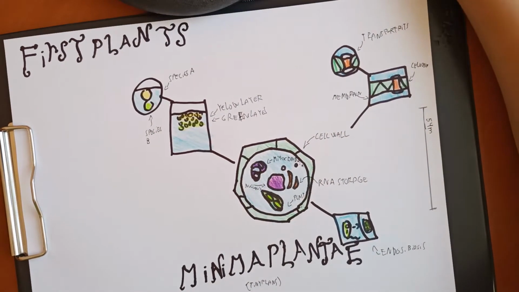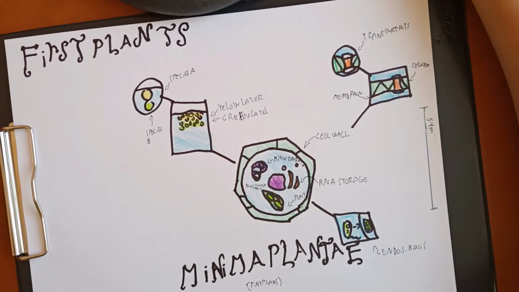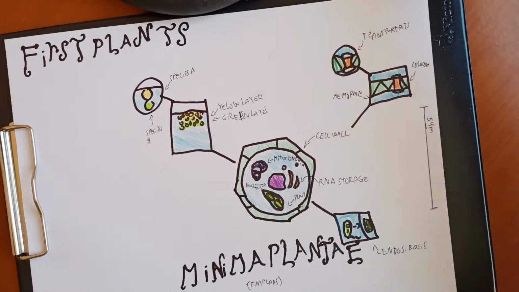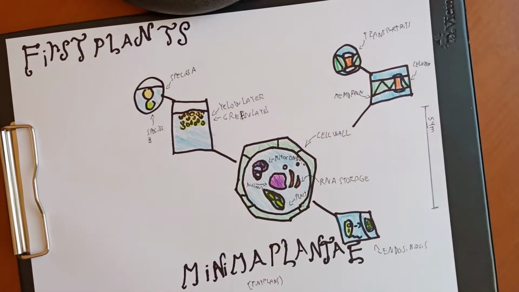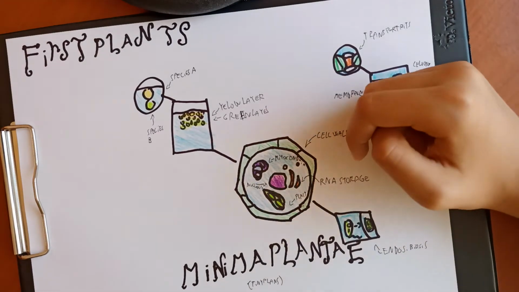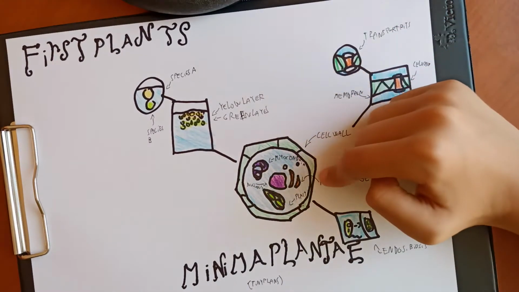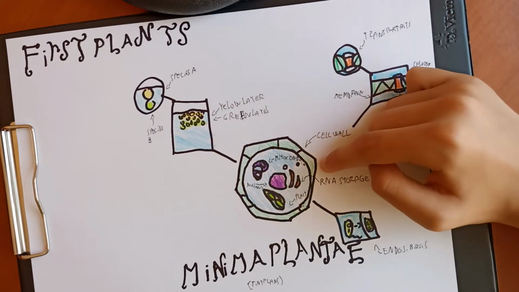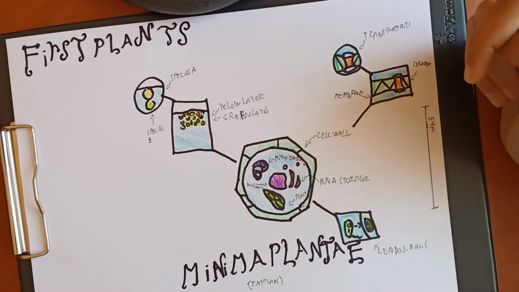These single-celled organisms have something similar to a nucleus, but they store their RNA storage. These orange stripe-looking things are RNA storage.